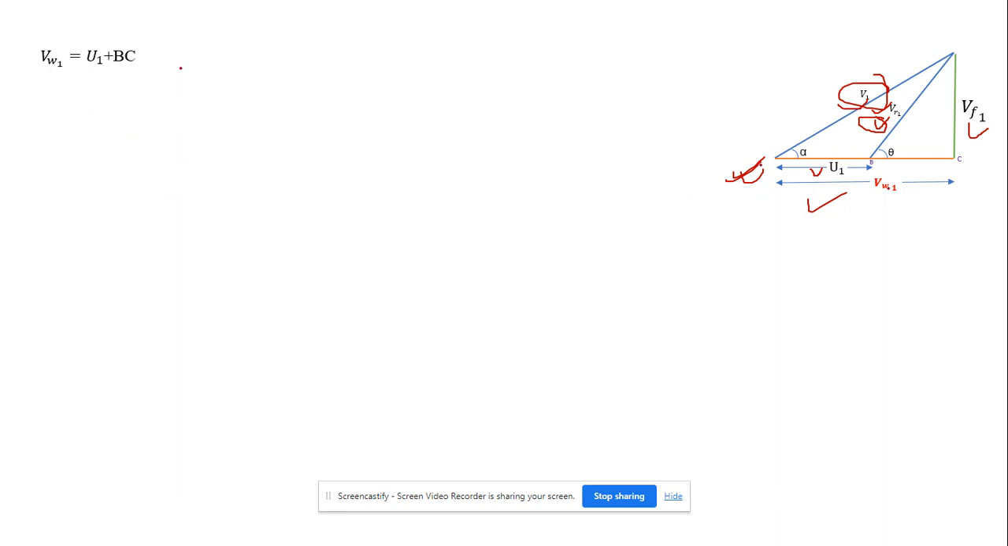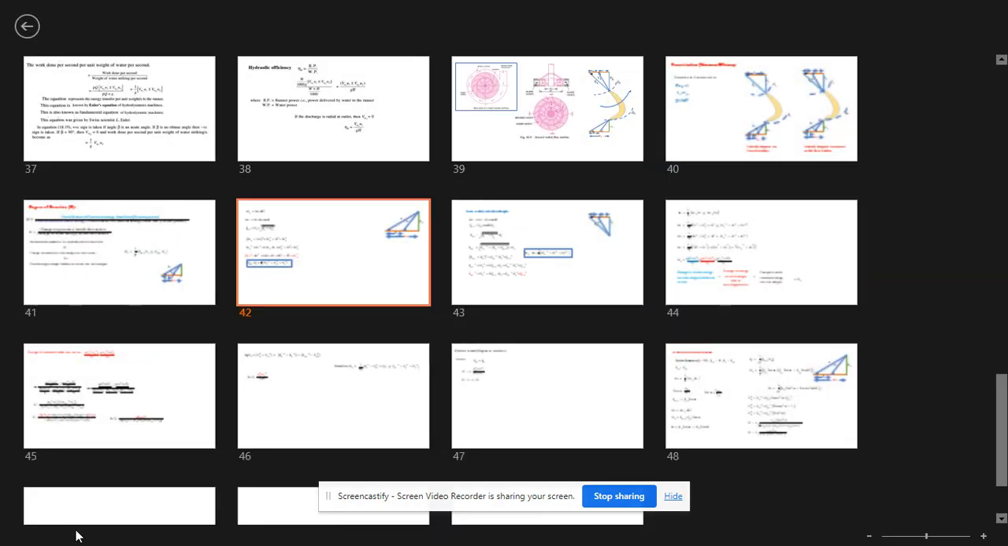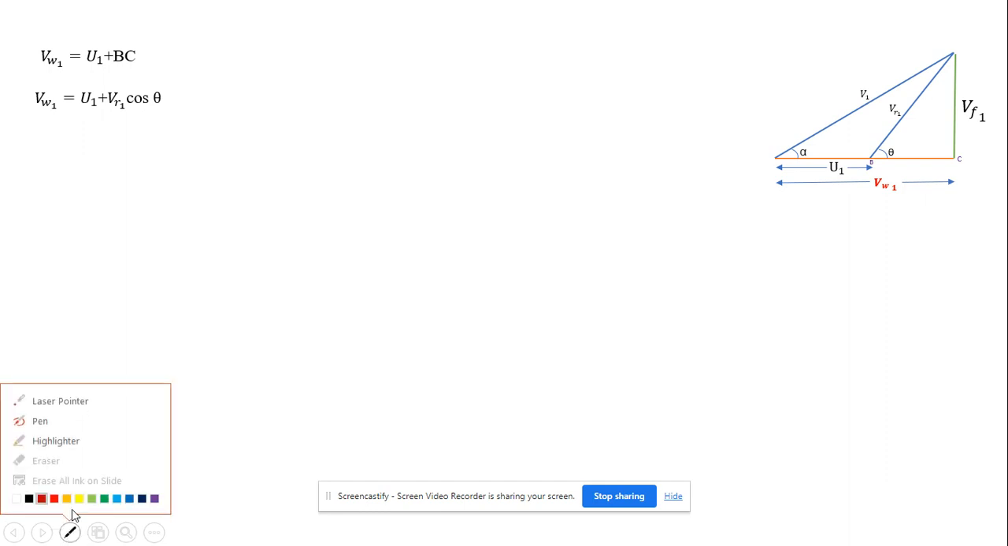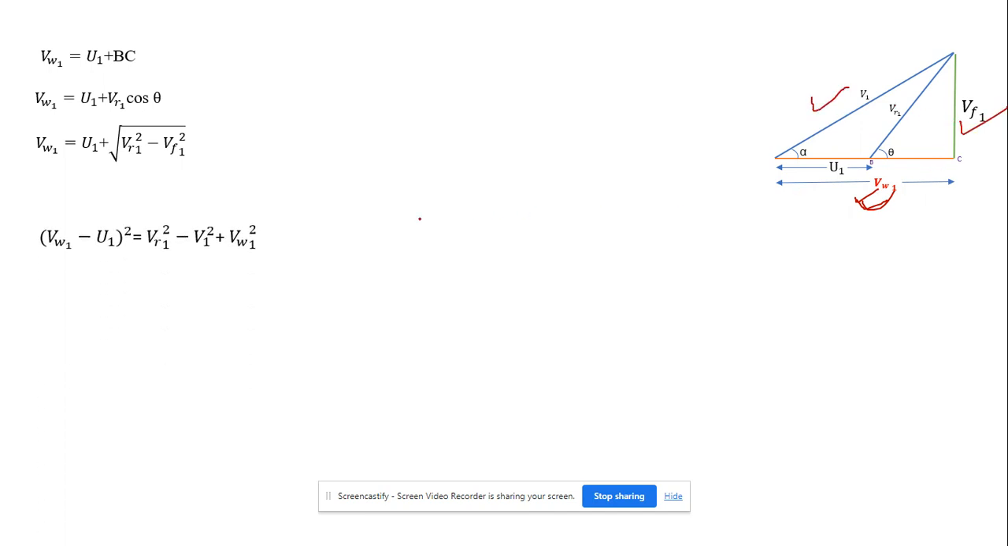Now first of all we calculate Vw1 U1. For that, Vw1 is equal to U1 plus Vr1 cos theta, that is, Vr1 cos theta. Whereas, based on the Pythagoras theorem, Vf1 square is equal to V1 square minus Vw1 square.